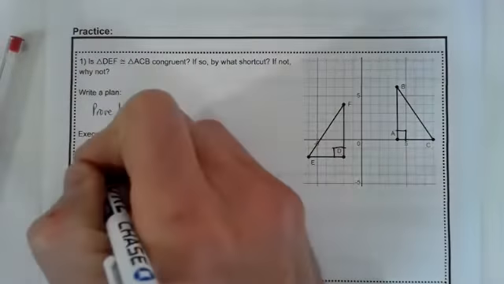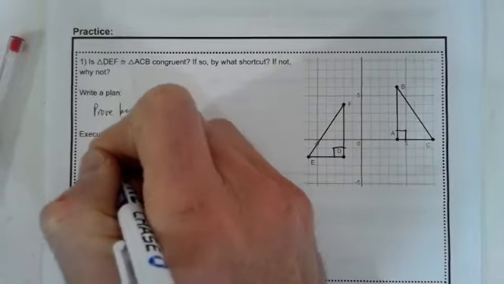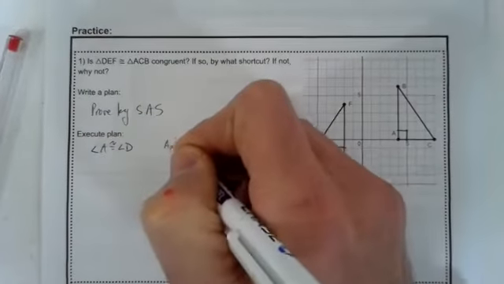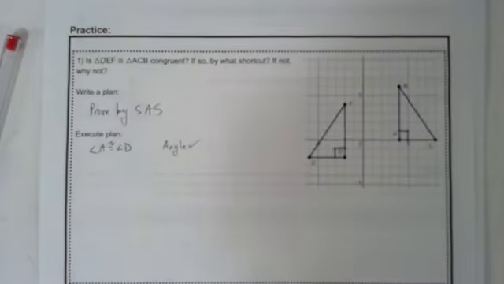Okay, execute plan. So now I'm going to say angle A is congruent to angle D. I know that, and that's going to be my angle. Check, I got that all taken care of.